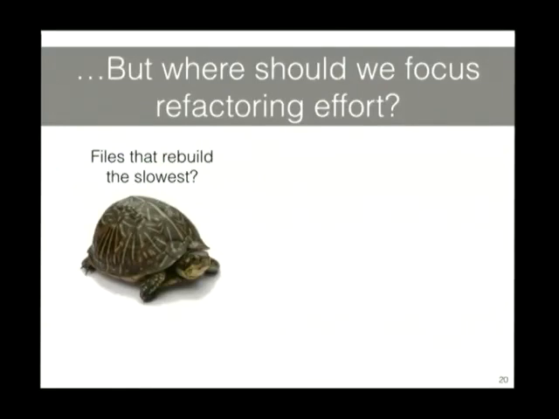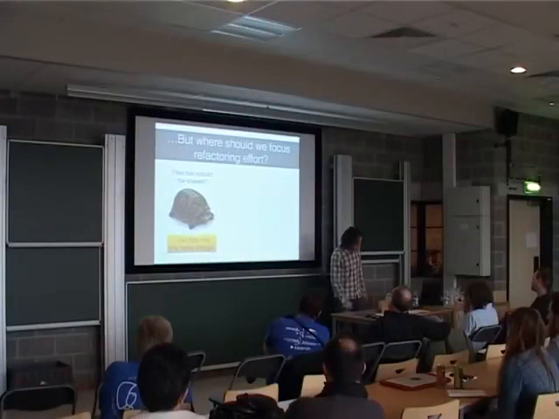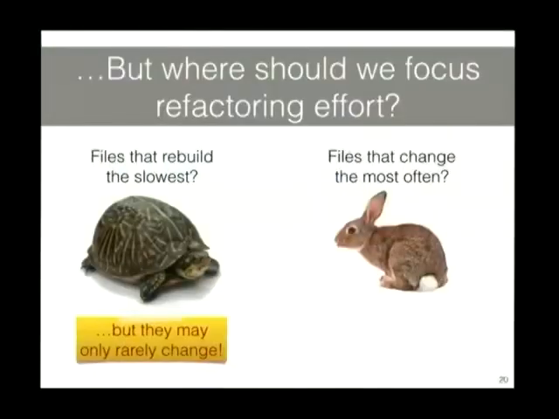Originally we said, let's look for the slow files. Maybe it's not the slow files that are the bottlenecks, because they might only rarely change, right? So if they only rarely change, people don't have to pay the price of rebuilding them. So maybe what we should be looking at are the files that change the most often. So we said, okay, how are we going to find the files that change the most often?